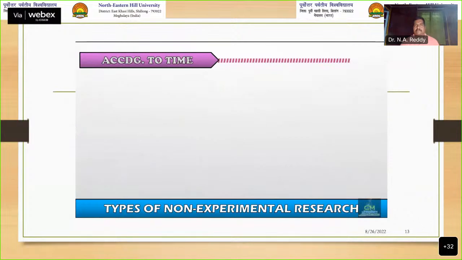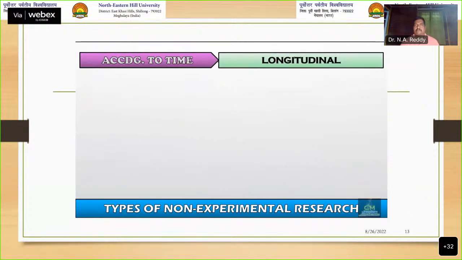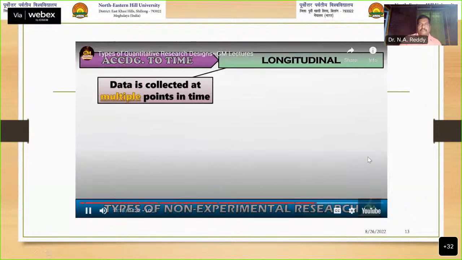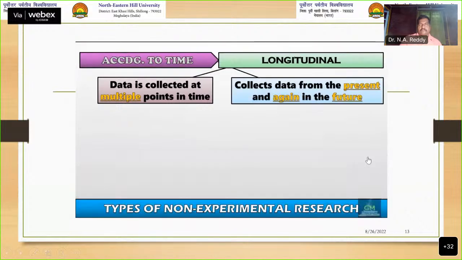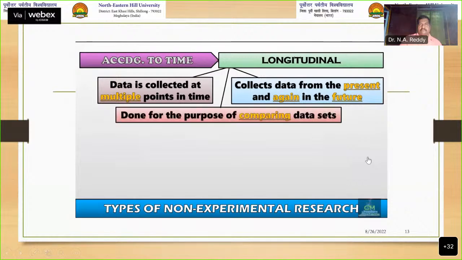Another type of a non-experimental research design according to time dimension is a longitudinal research. In a longitudinal research, the data is collected at multiple points in time. A researcher collects data from the present and again in the future for the purpose of comparing data sets. Let's take this for example.